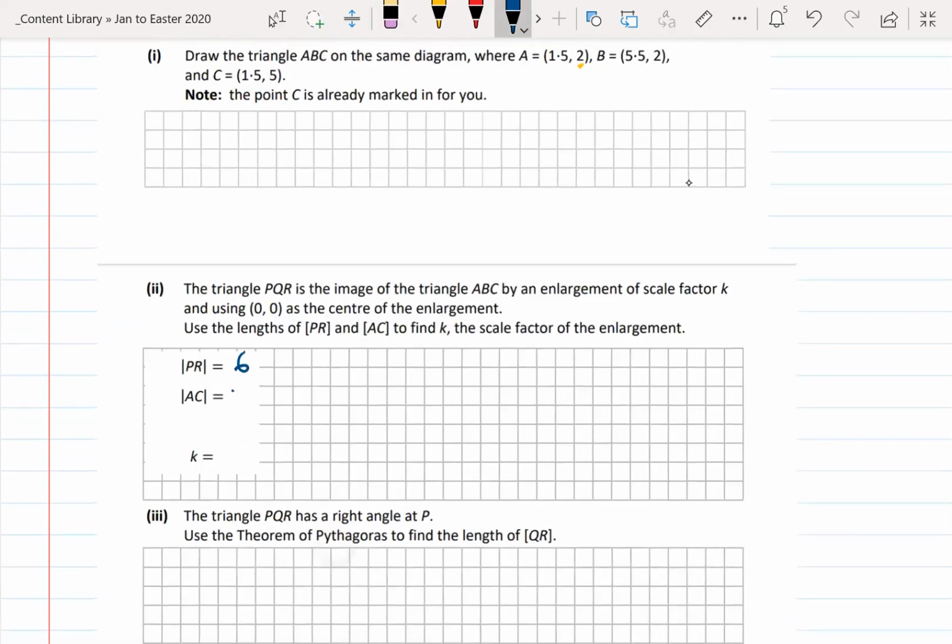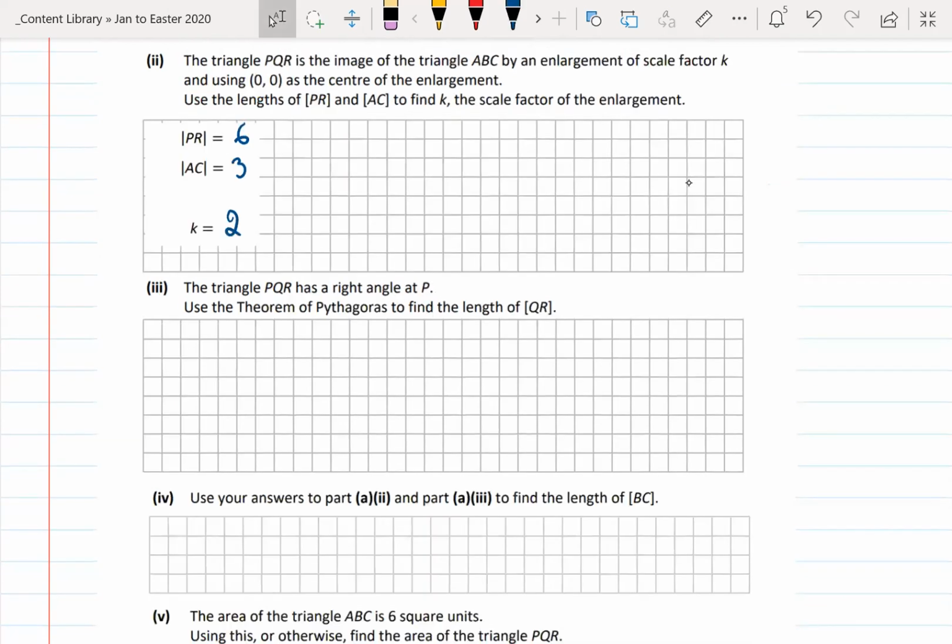Now, that means that the scale factor K is 2 because PR is twice as big as AC. Okay, so PR is twice as big as AC. In other words, we'd have to multiply the 3 by 2 to get the 6. Okay, it's twice as big. So that means if it's twice as big, the scale factor is 2.